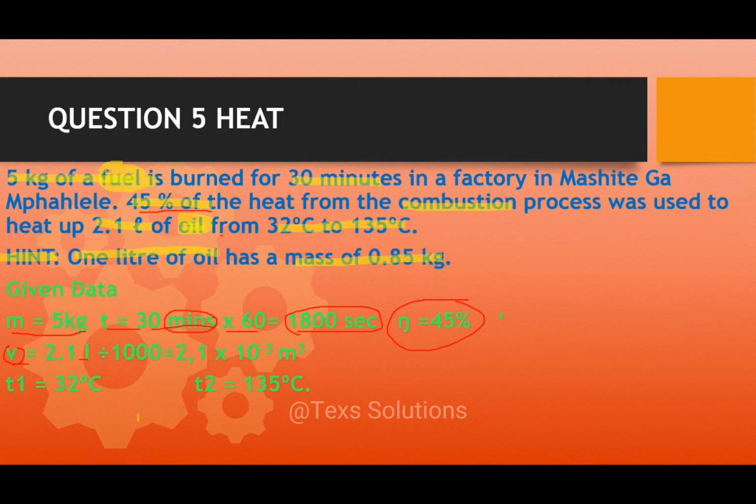The oil is heated from 32 degrees. When we see the keyword at or from, that there is your initial temperature, and the symbol for initial temperature is T1. And when it goes to or of, then that there is your final temperature, and the symbol is T2, 135 degrees.